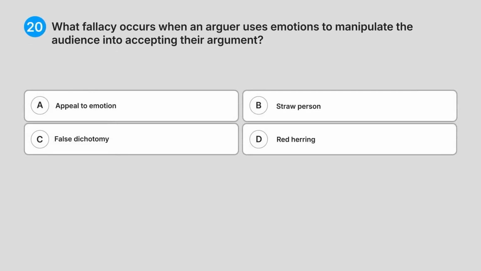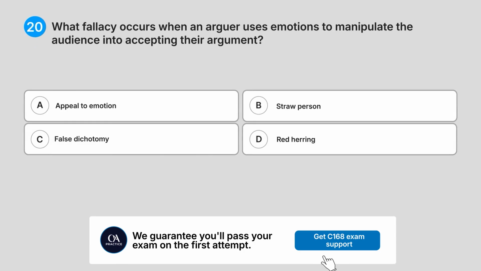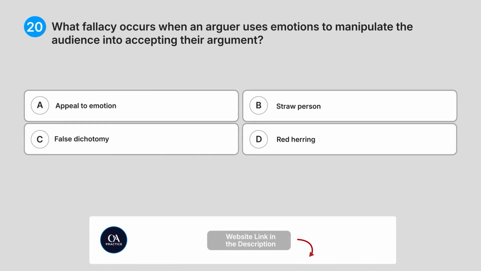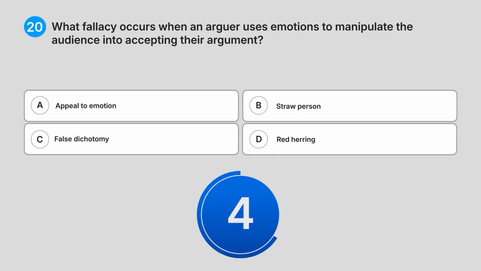(20) What fallacy occurs when an arguer uses emotions to manipulate the audience into accepting their argument? A. Appeal to emotion. B. Straw person. C. False dichotomy. D. Red herring. Can you guess the answer?